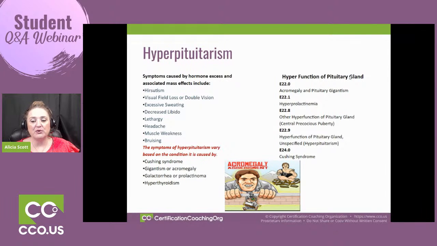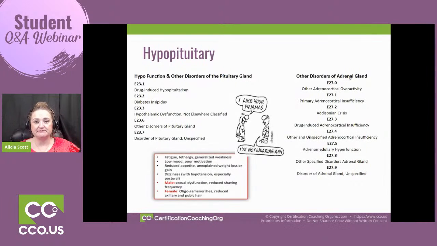You have hyperprolactinemia, .1. .8 is other hyperfunction of pituitary gland, and this could be central precocious puberty. And .9 is unspecified. And then .0 Cushing syndrome. Okay, so if you're not familiar with any of these, I would tell you to take some time, look them up, like Cushing syndrome, and find out what the common signs and symptoms are, so that you can see that in the documentation.